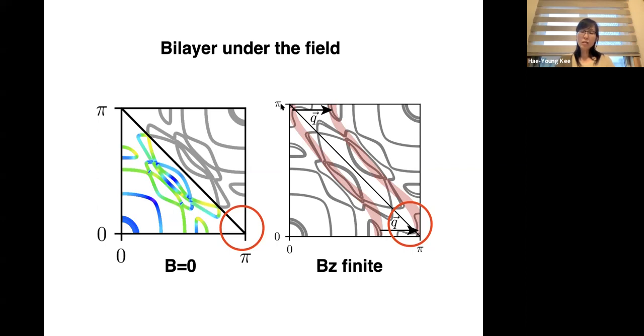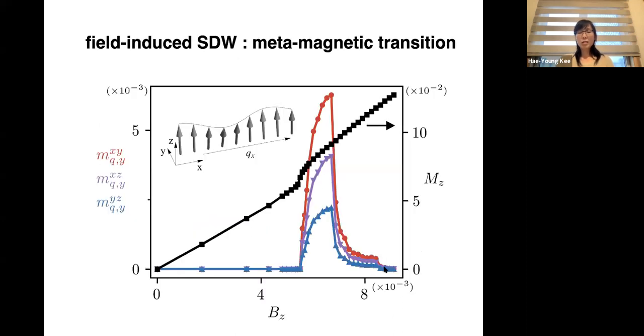In addition to that, there's a nice nesting that appears along this line here. And because of these two effects, Van Hove singularity and nesting, which appear as a function of field, that in fact generates the spin density wave. And the spin density wave has the ordering wave vector along the x direction, and the moment here is going to take a y component, and that has to be fixed because of spin-orbit coupling.